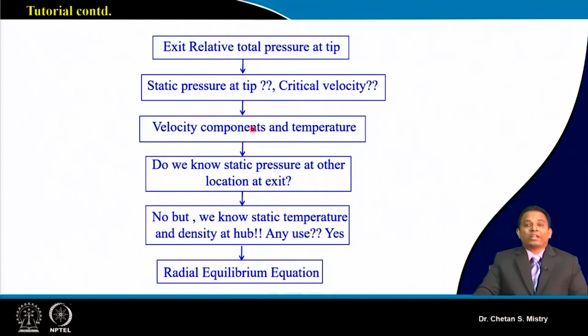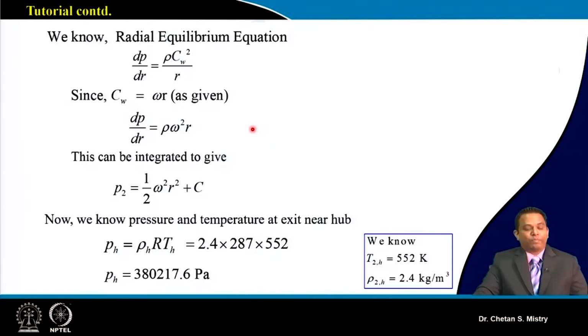So in order to do that calculation, let's see how we proceed. What we know is my static pressure, which is correlated with my whirl velocity component by our radial equilibrium equation. So we say dP by dr is given by rho Cw square by r. Now this Cw we are writing as omega into r. If we put this in the formulation, dP by dr will come as rho omega square into r.